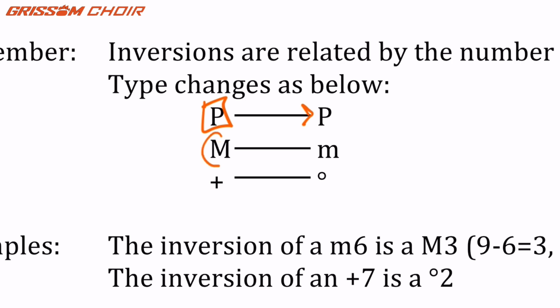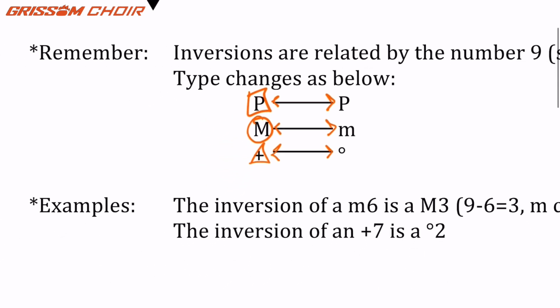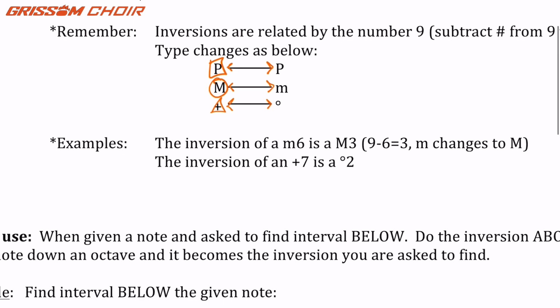A major interval will turn into a minor inversion, and vice versa. A minor interval will turn into a major inversion. An augmented interval will turn into a diminished inversion, and the opposite, a diminished interval will turn into an augmented inversion. So let's look at this first example and make sense of all of this.